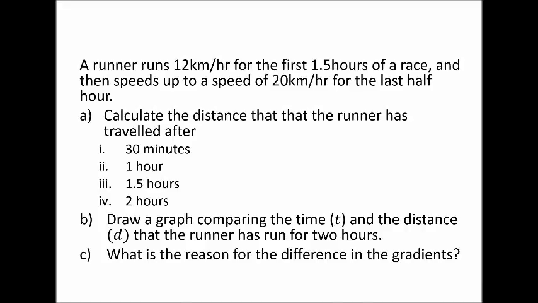A runner runs 12 kilometers per hour for the first 1.5 hours of a race, and then speeds up to a speed of 20 kilometers an hour for the last half hour. Pretty good. Part A. Calculate the distance that the runner has traveled after 30 minutes, an hour and a half, and 2 hours. Part B. We're going to draw a graph comparing the time and the distance that the runners run over the course of those 2 hours. And C. What is the reason for the difference in the gradients? Well, this is a hint that there's probably going to be some different gradients going on here. Let's hope that's the case.